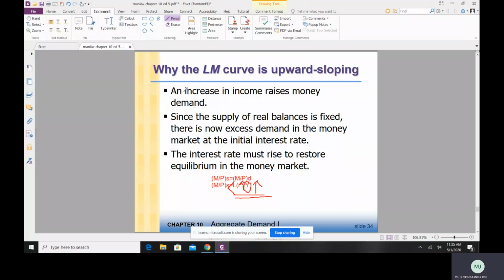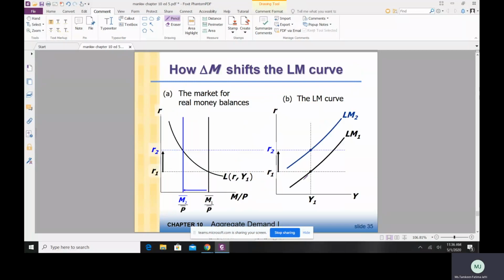इसको एक दफा दोबारा पढ़ भी लें. An increase in income raises money demand. Since supply is fixed, ठीक है, since the left hand side is fixed, there is now excess demand of money at the initial interest rate. So this is going to put a pressure on interest rates to increase. So the interest rate must rise to restore equilibrium in the money market. So that is why we have an upward sloping LM curve.